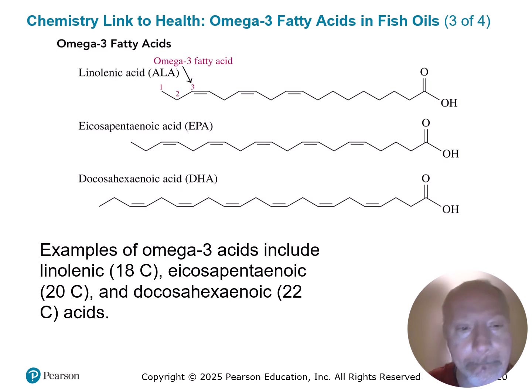And here we go. Just some examples of omega-3s. Linolenic acid, 1, 2, 3. EPA, eicosapentaenoic acid, 1, 2, 3. Omega-3. Docosahexaenoic acid, DHA, 1, 2, 3. All of them have the 3 as the start of their point of unsaturation. And this one has 3 double bonds. This one has 1, 2, 3, 4, 5 degrees of unsaturation. This one has 1, 2, 3, 4, 5, 6 degrees of unsaturation.